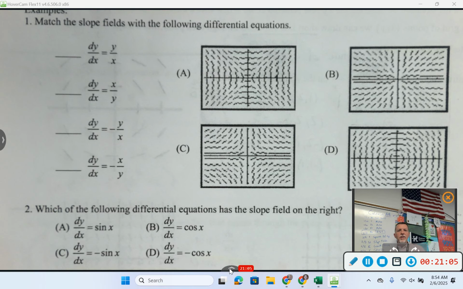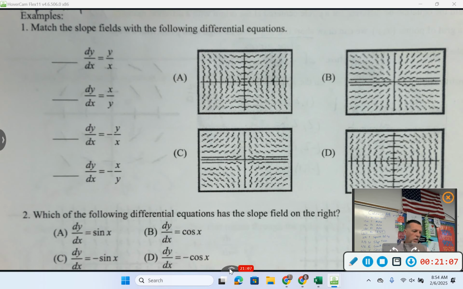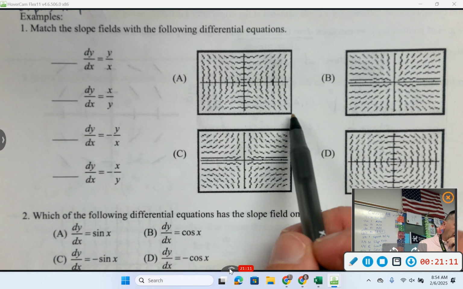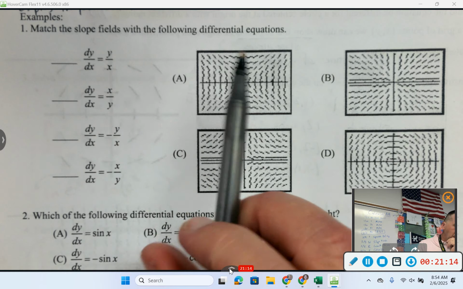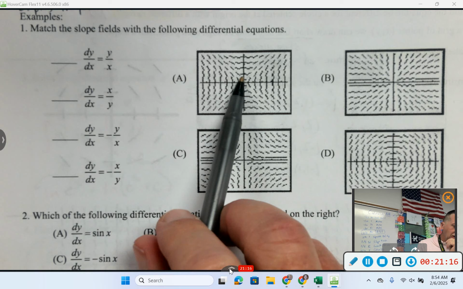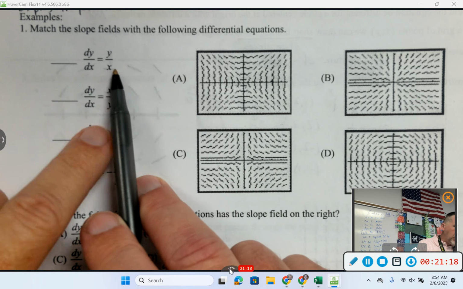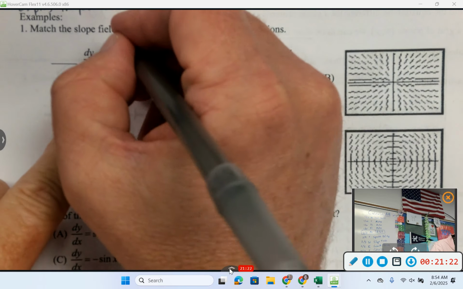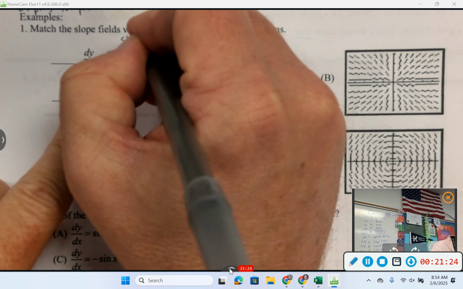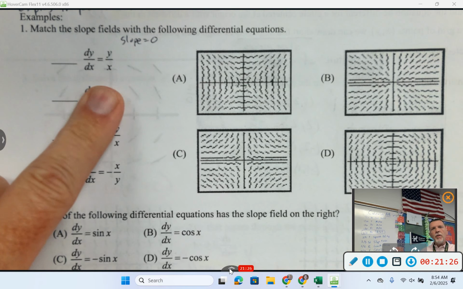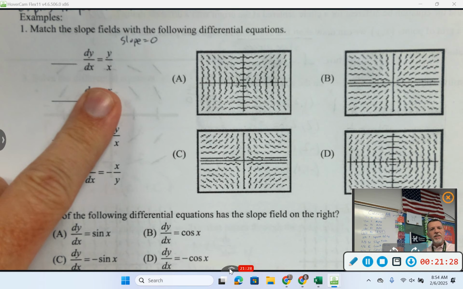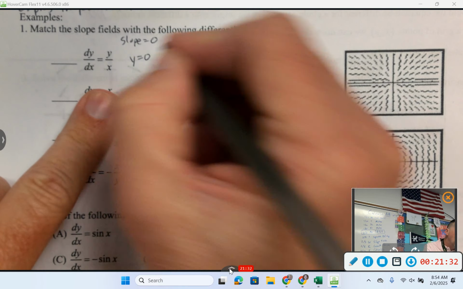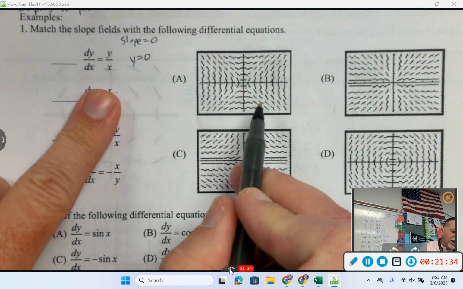Okay, so matching on these 4. Let's see. Do we want to start with the equation or start with the slopes? I guess let's start with the equation. Y over x. So where's that going to be 0? Where's the slope going to be 0? What would make y over x have a slope of 0? When y is 0.